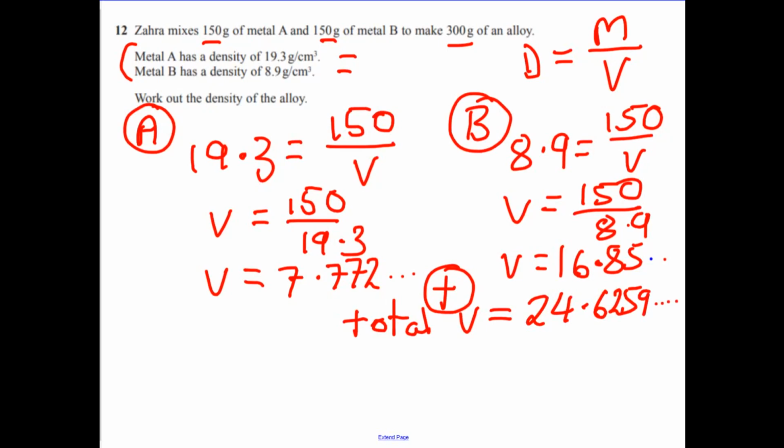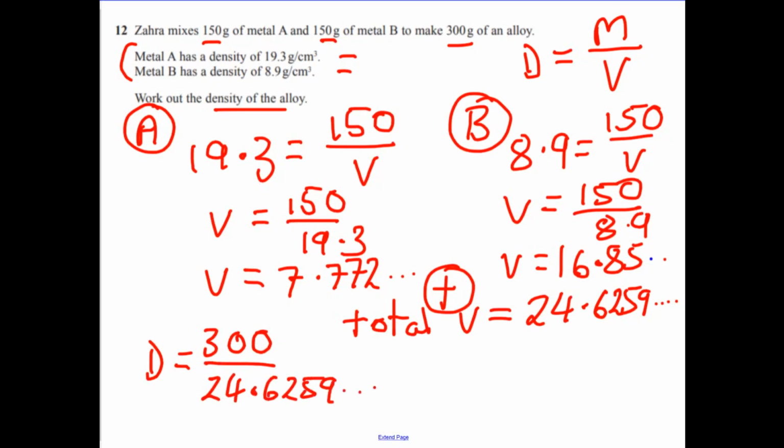Right, now let's work out the density of combining A and B. So remember, density equals mass over volume. So the mass is 300 and the volume is that figure of 24.629 and a little bit more. So if you work that out, that's going to equal, and I'm just going to write this to one decimal place, 12.2, and that's grams per centimetre cube.